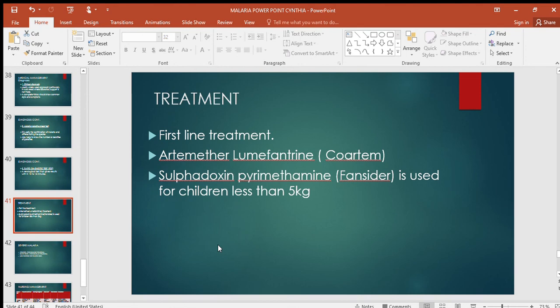So in the first line, we have artemether-lumefantrine, which is Coartem, which we are familiar with. Then we also have Fansidar, which is sulfadoxine-pyrimethamine. It is used for treatment of malaria in children less than 5 kg. So those with 5 kg and above, we give Coartem in the first line. So this is uncomplicated malaria or moderate malaria.